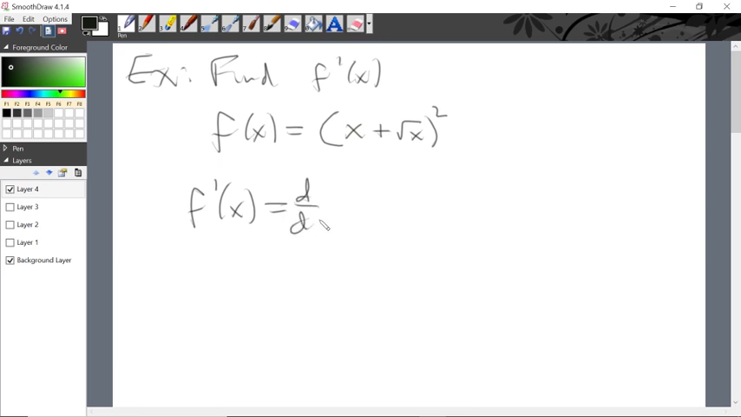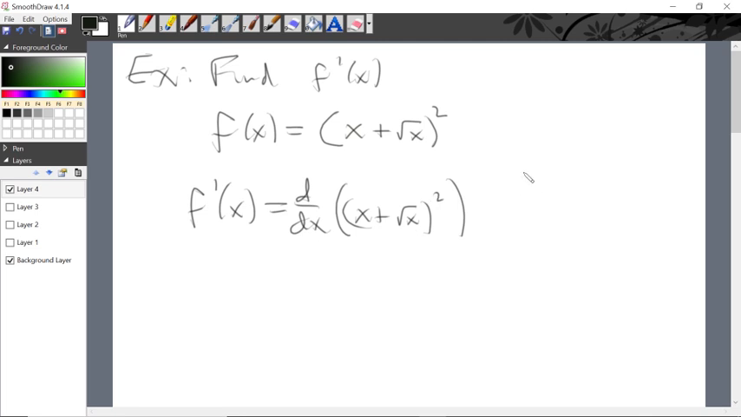So we want to take the derivative of what we have here, which is a function of x raised to a power. Now, we cannot distribute the differential operator into this. It is not linear right now. It is, in fact, to the power of 2.